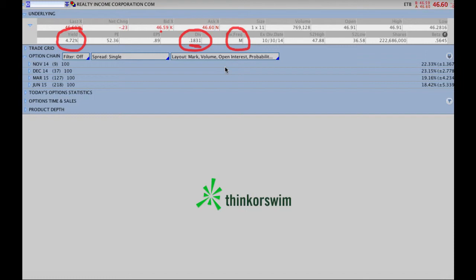So that's exactly how you find the dividend of any stock, and then also the dividend yield of any stock. Very quick and easy, very simple. You don't need to go online and search for it. Most of your broker platforms, and definitely Thinkorswim, has that inside of the platform.